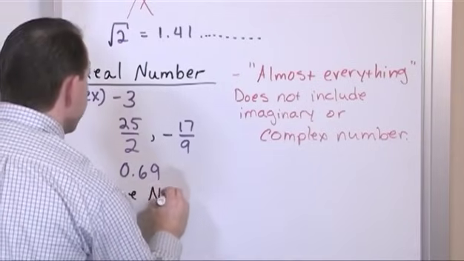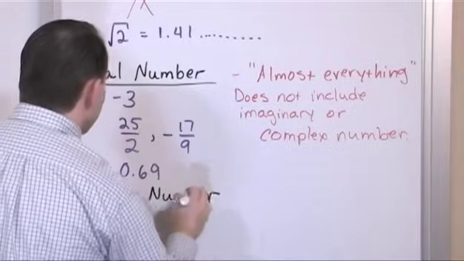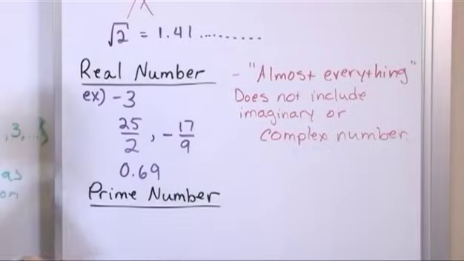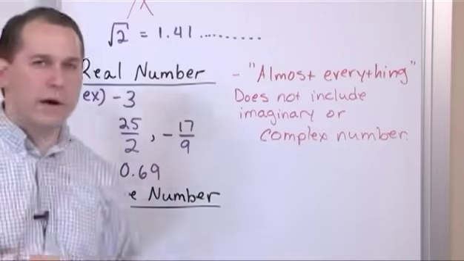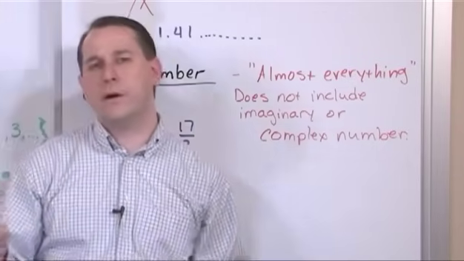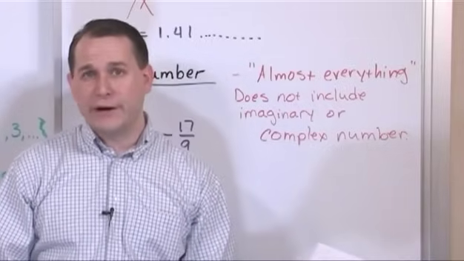And a lot of you may have heard about prime numbers, even if you haven't really used them too much before. But a prime number is a special number, and the definition for a prime number is basically a whole number greater than the number 1 that can only be divisible by itself and 1. That's the definition you're going to find in your book.